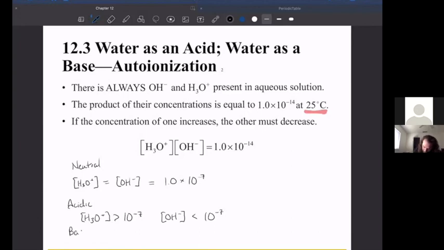And likewise, basic conditions, let me actually write this over here. Basic conditions would be when the hydroxide ion concentration was greater than 10 to the negative 7, and the hydronium ion concentration was less than 10 to the negative 7. Those would be basic conditions.